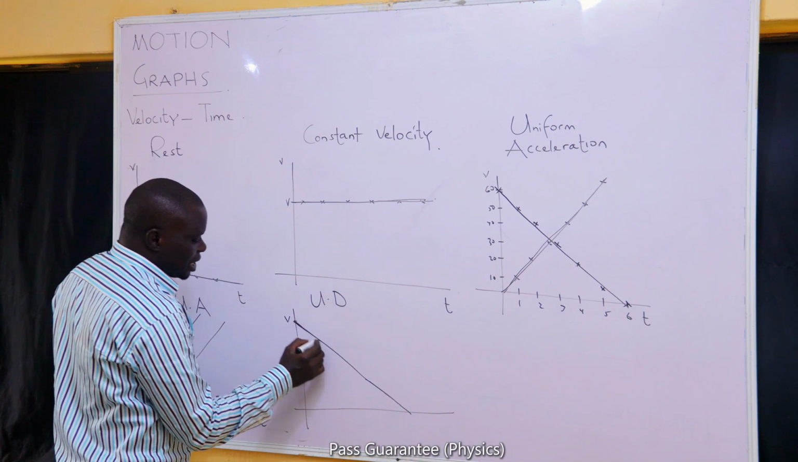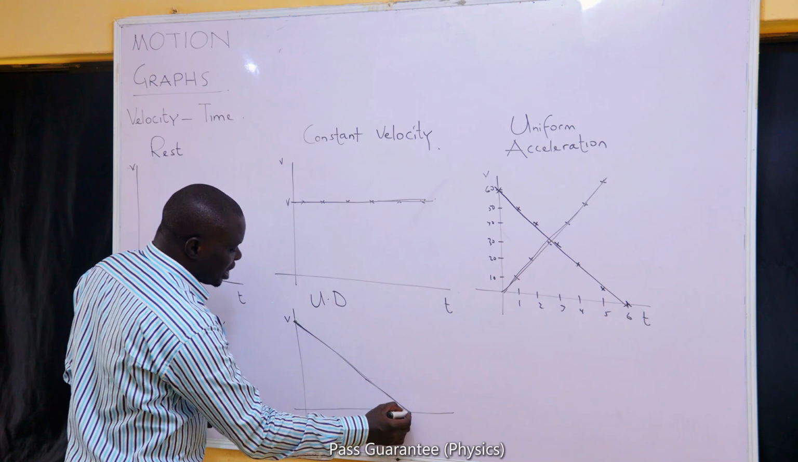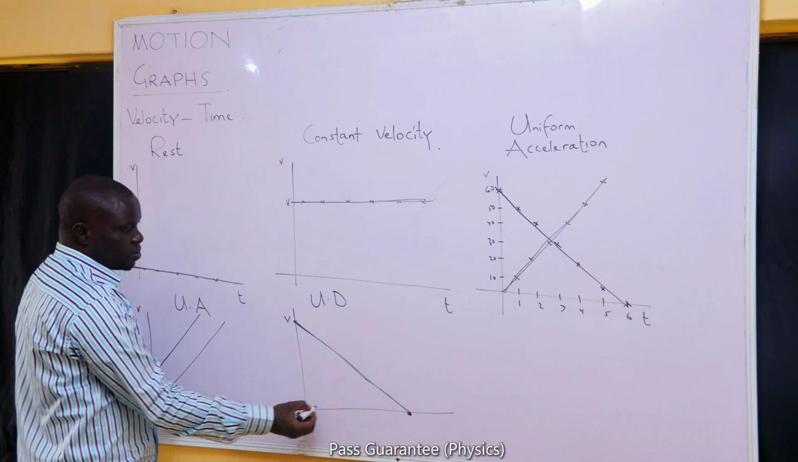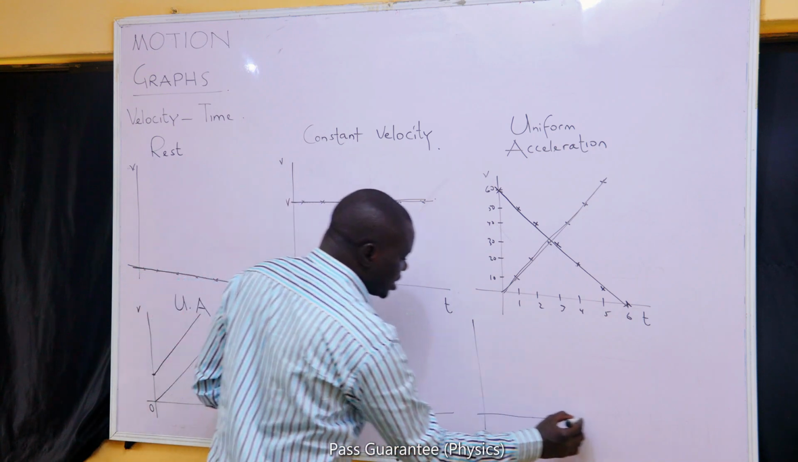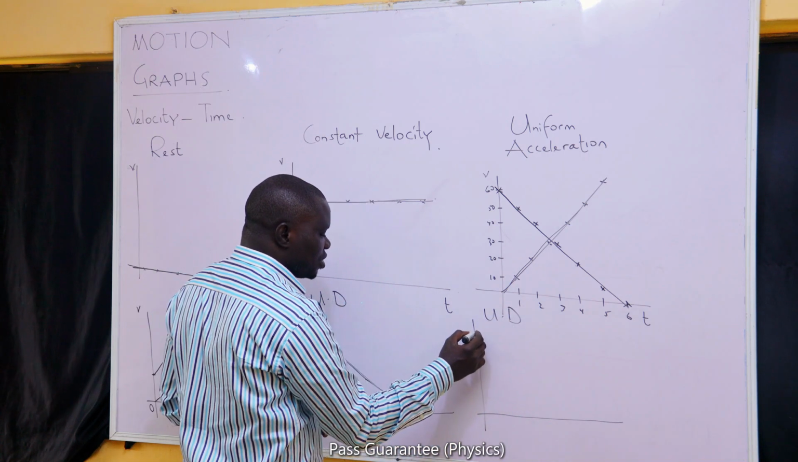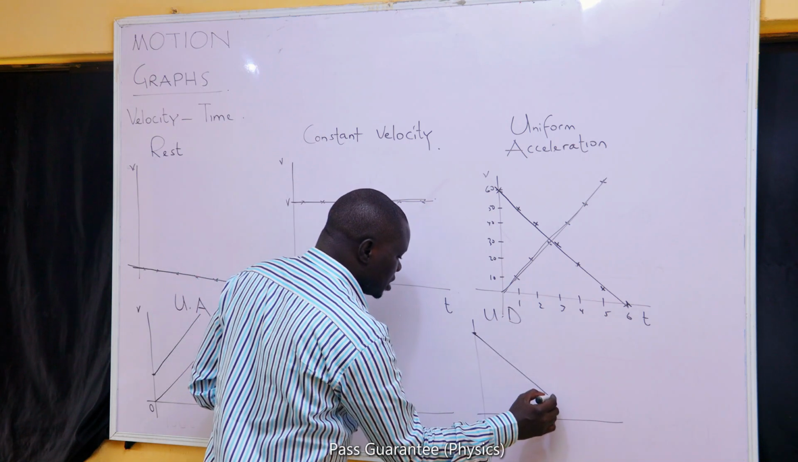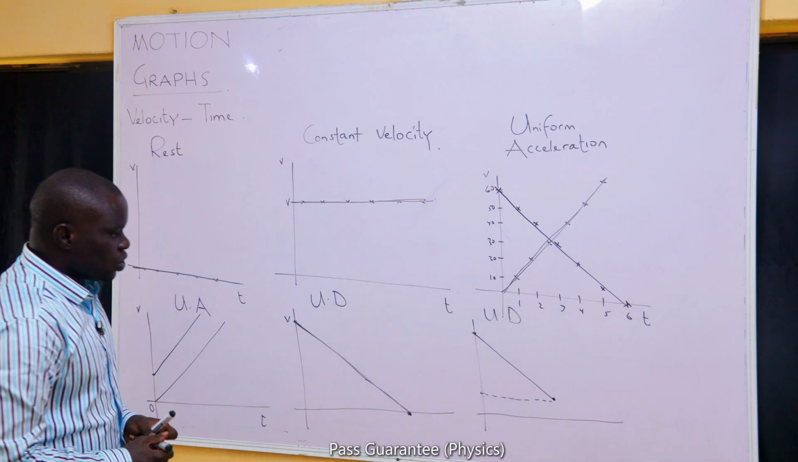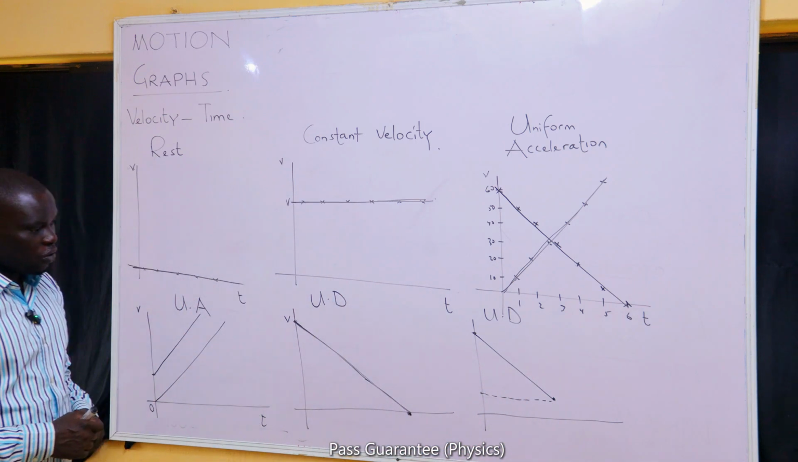An object can decelerate to rest. Then we'll bring that deceleration line to a point where the velocity will be zero. It is possible too that the object does not decelerate to rest. It's decelerating uniformly from its velocity, but it did not come to rest. It came to a particular value of velocity that is not zero. So that is also true for that.